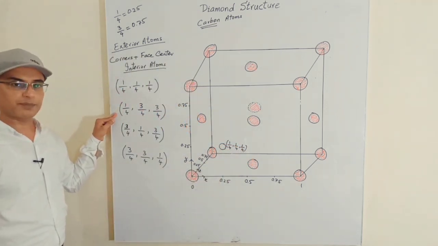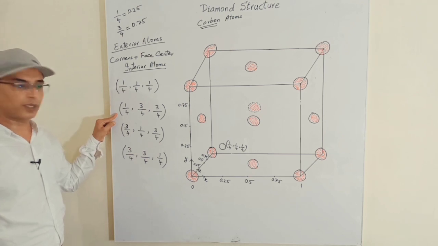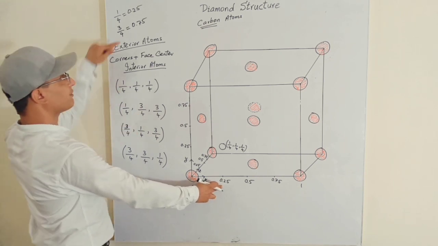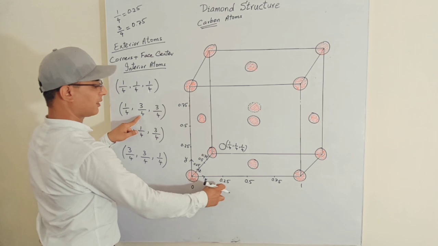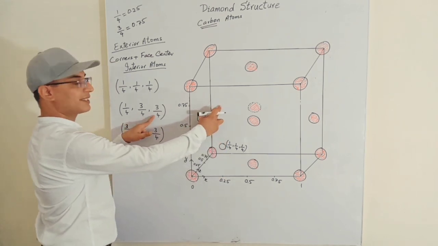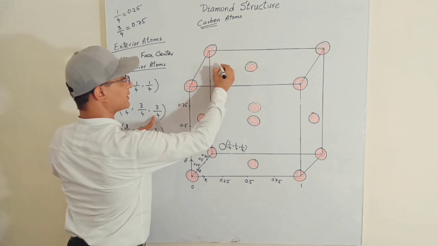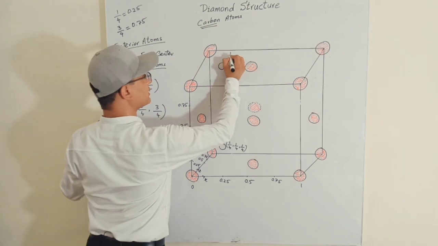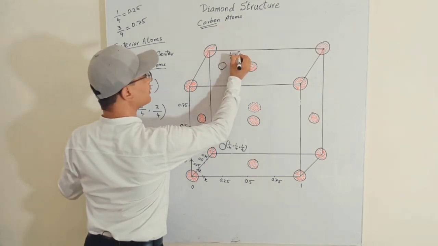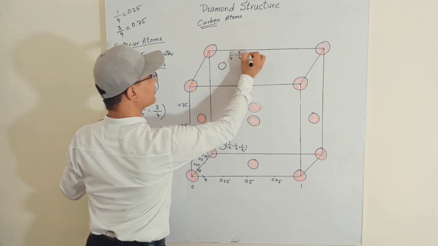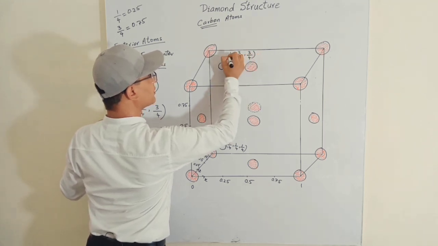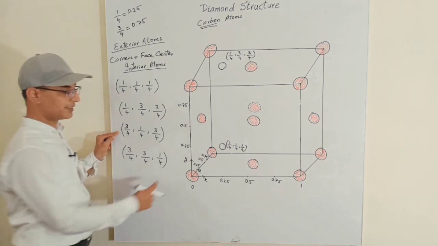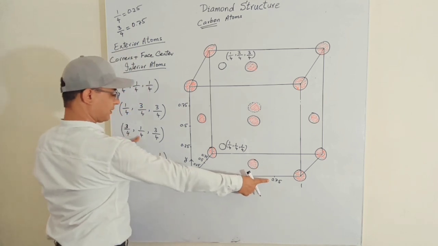For the second position, I have to travel x-axis a distance of quarter, that is 0.25, y-axis a distance of 3/4, that is 0.75, as I told you before, that is along y-axis up to here, and 0.75 again along z-axis, that is somewhere down here. I'll get an atom, the interior atom. Now let's label this interior atom, that is 1/4, 3/4, 3/4. For the third position, travel x-axis a distance of 0.75, that is up to here, then 0.25 along the y-axis over here, and 0.75 inside the crystal.